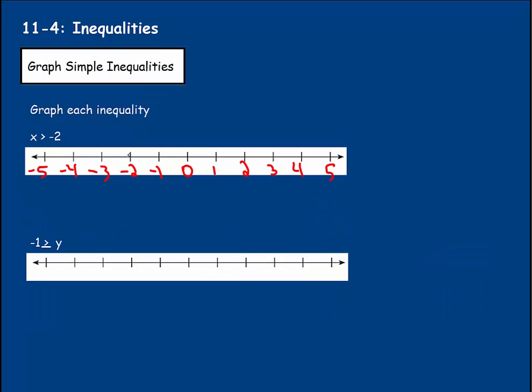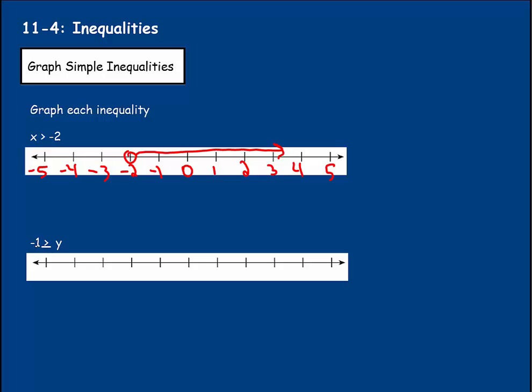So we would have an open circle at negative 2 because x can't be negative 2. And since it's greater than it, meaning that it's a higher value, we would go in this direction to the right because these numbers are greater than negative 2.